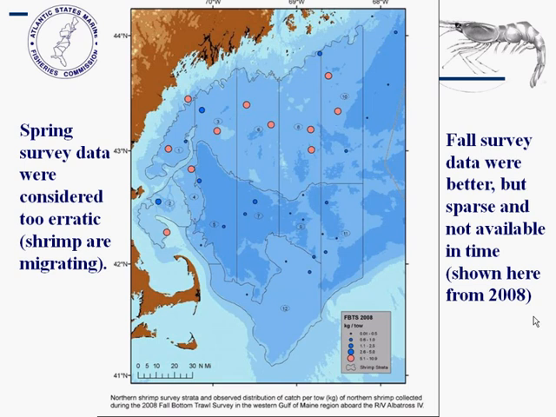And it's also because they do it in October. We don't have the data from it in time to use it in the management of the next winter's shrimp fishery. So we do look at it. We do use it in our models, but it's not our primary survey. It's not the thing that we put the most weight on.